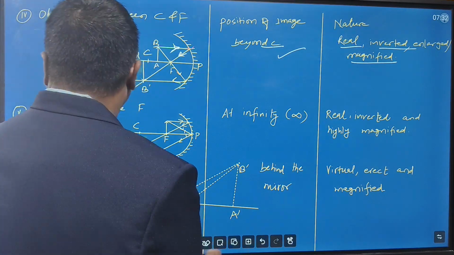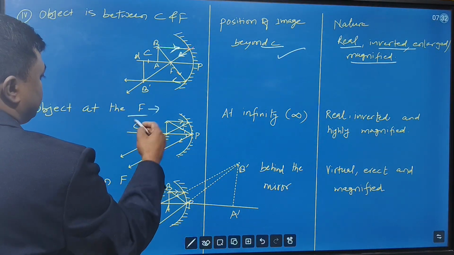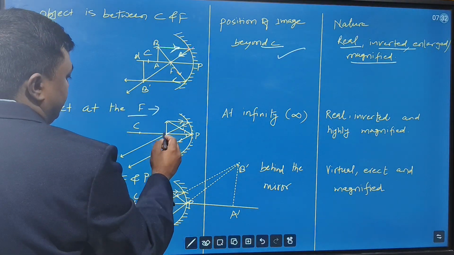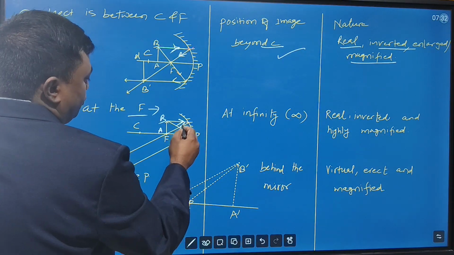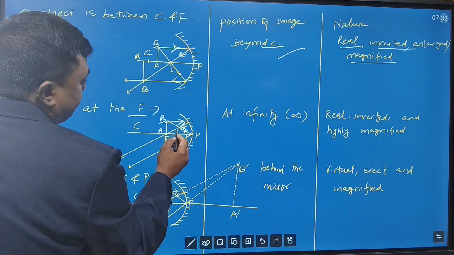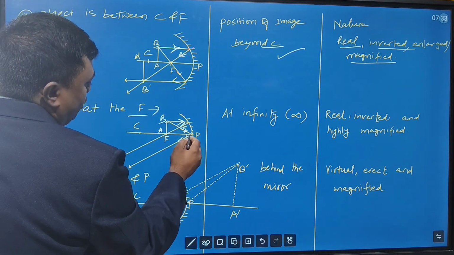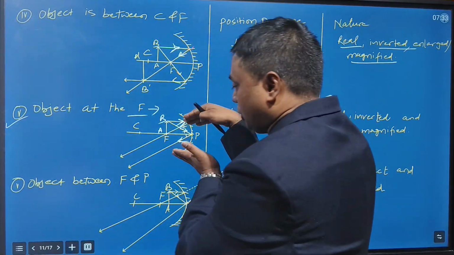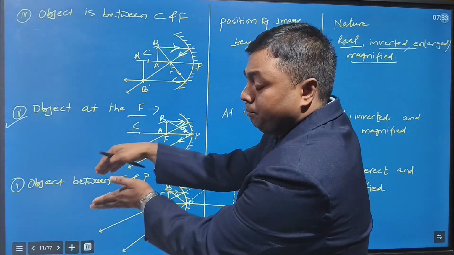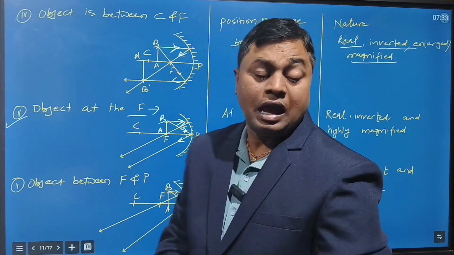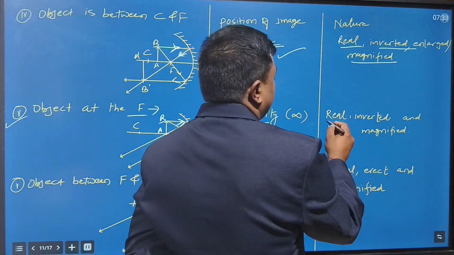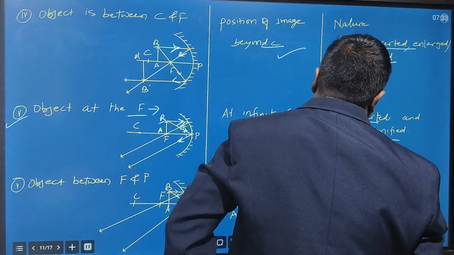Yes or no? Next, when the object is at focus, here AB is the object at focus. So one ray you take parallel, it passes through focus, yes or no? Second, you incident it obliquely, so it will reflect obliquely. You can see they seem to be parallel and they will meet somewhere at infinity. Okay, what will be the nature? Real, inverted, and highly magnified.